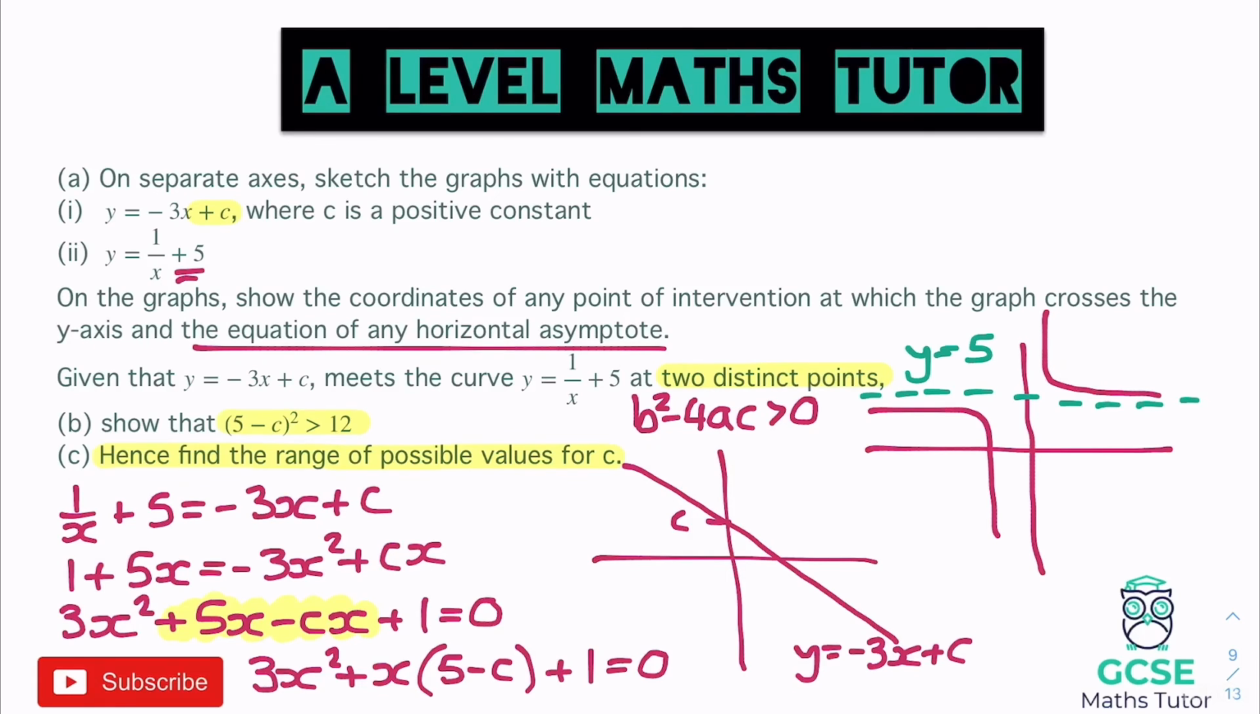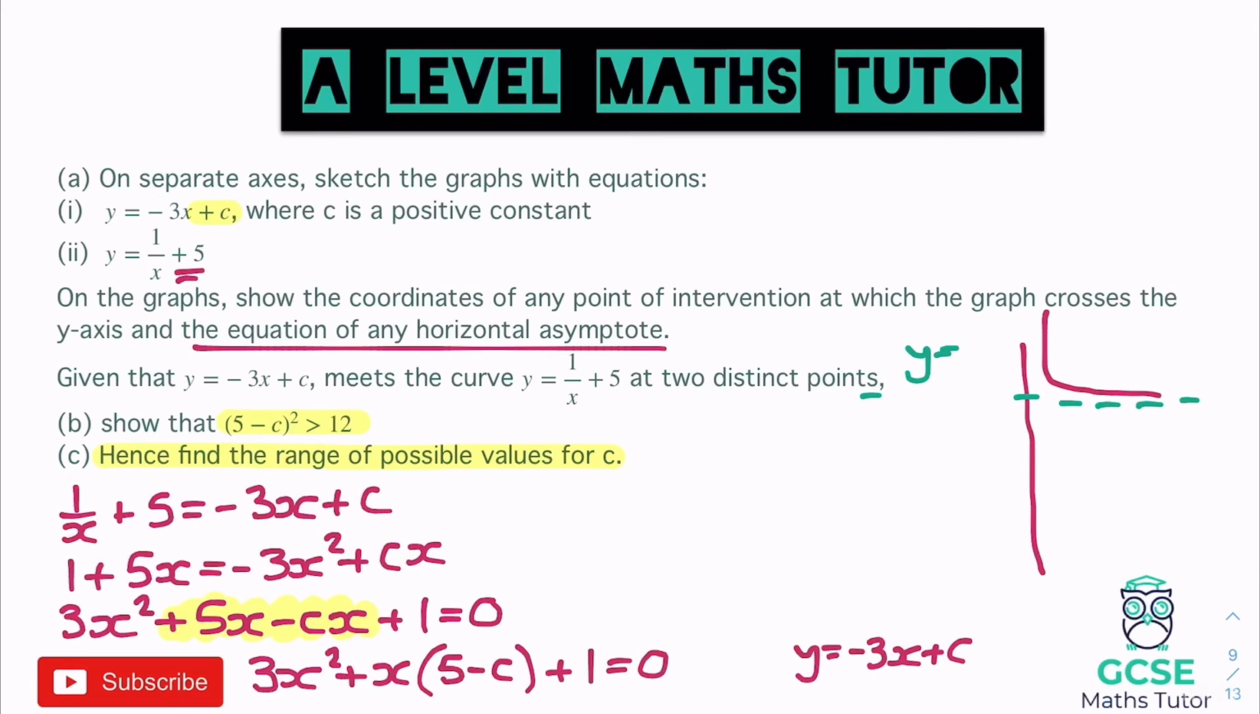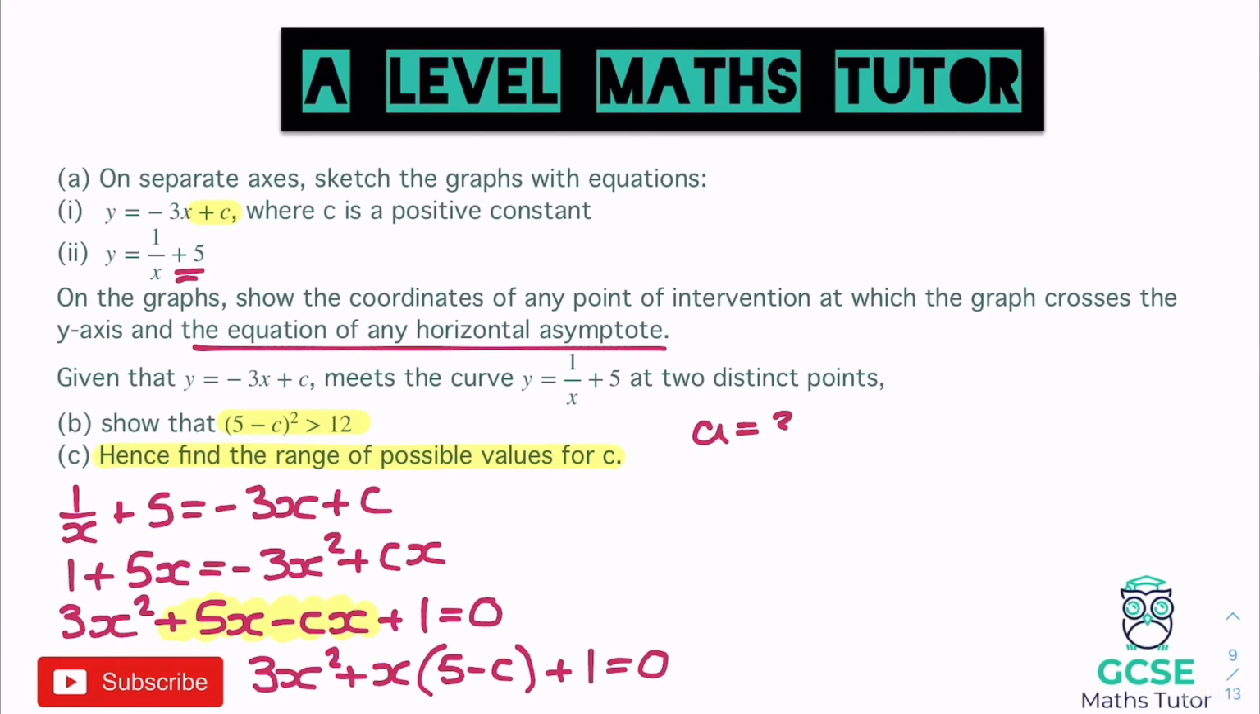Now I'm going to get rid of these diagrams so we've got a bit more space. So let's get rid of that. There we go. And get rid of all of that. There we are. So for our quadratic, we have a is 3, the number in front of x squared. b is equal to that bracket there, 5 minus c. And c is equal to 1.